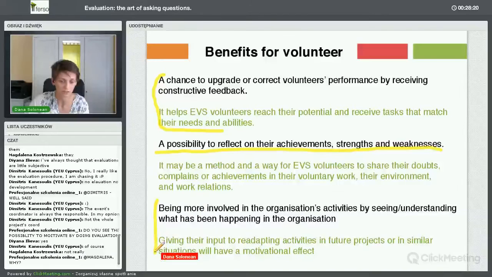Here is what I was mentioning also: being more involved in the organization's activities helps them keep motivation, because they are volunteers doing something for the community. So they need to understand why their little work, making copies, helps the bigger picture. How does it fit in the bigger picture, and how does it influence the life of the final beneficiaries?